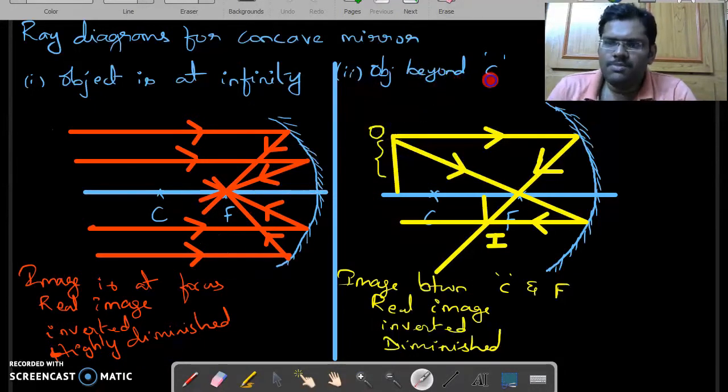When the object is beyond C, the first light ray is parallel with the principal axis, passing through the focus, and the second passes through the focus, parallel with the principal axis. Where the reflected rays intersect, there we get an image over here. The image is formed between C and F. The image is a real image, inverted, and diminished. That means the image size will be decreased.